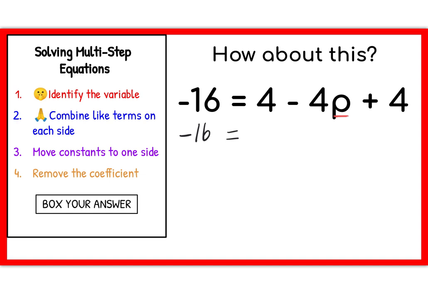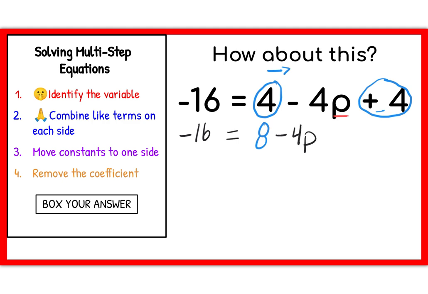On the right side, I'm going to try and find like terms. I see that 4 is a constant and 4 is another constant on the right side of the equal sign. So there are like terms, numbers without letters. So I'm going to combine them. We read from left to right. So I'm going to go 4 plus 4. That gives me the number 8. Then I'm going to bring down the minus 4p because there is no other like terms.